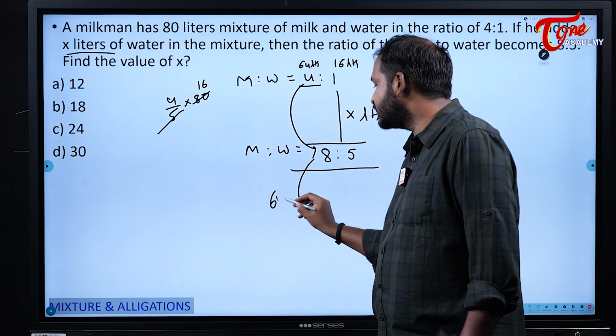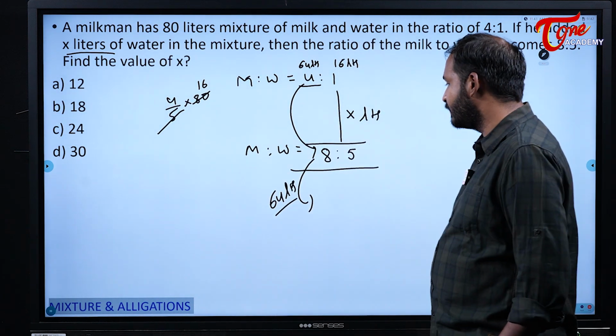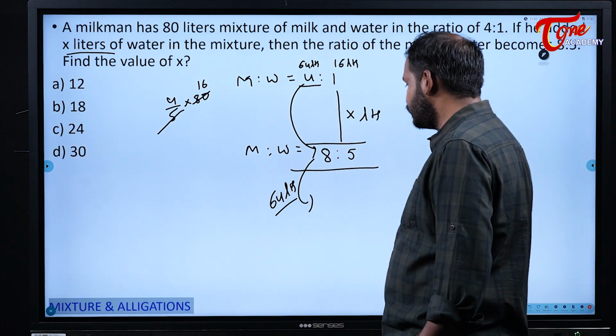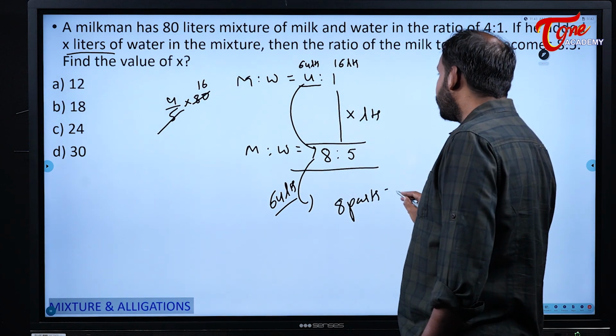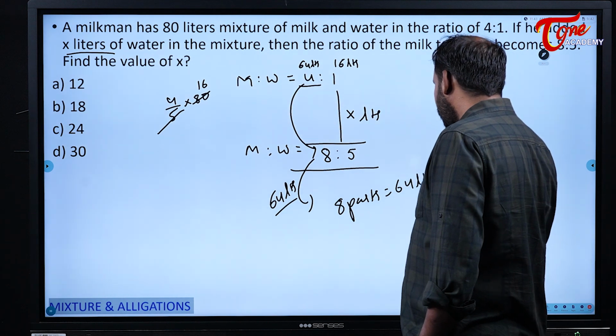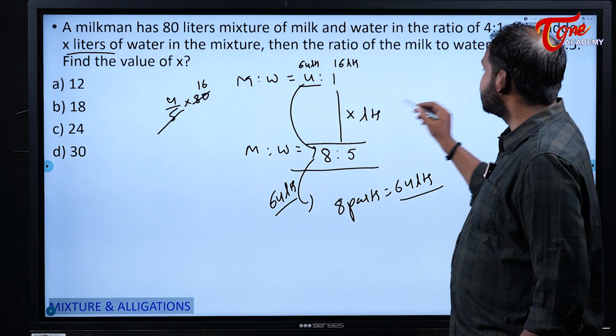Will there be any change in the quantity of milk for me? No change. So, the same 64 liters will come here. That means 8 parts is equal to 64 liters. Now, what they are asking is what is x?